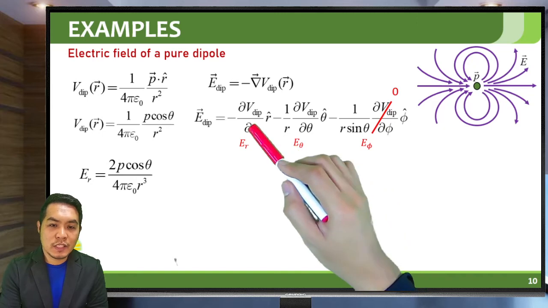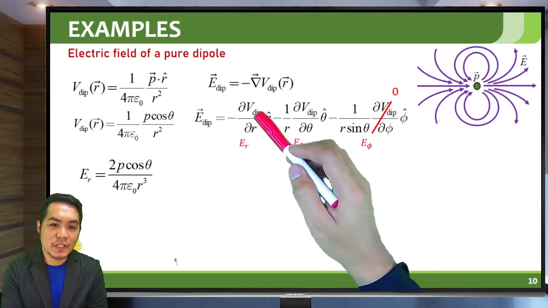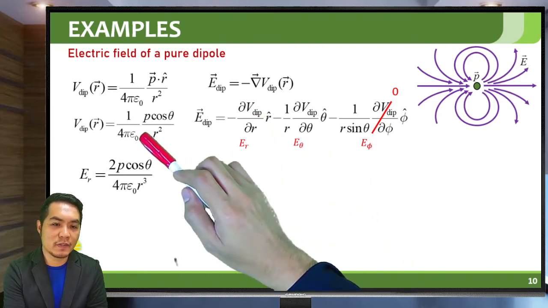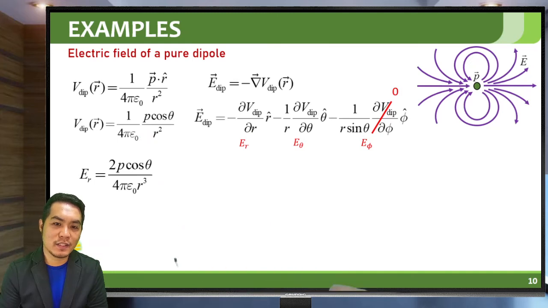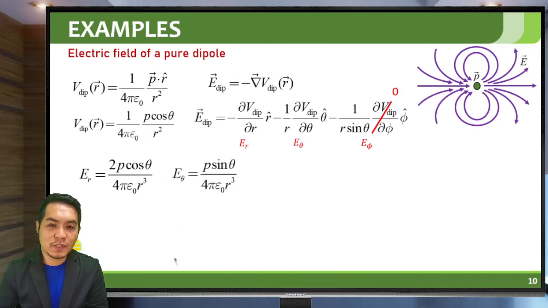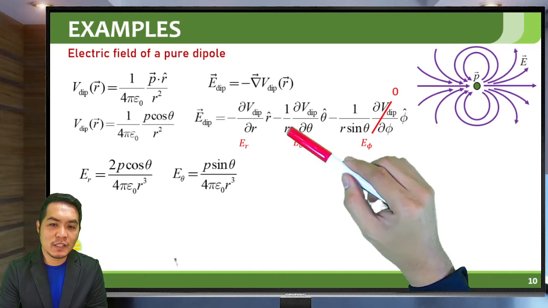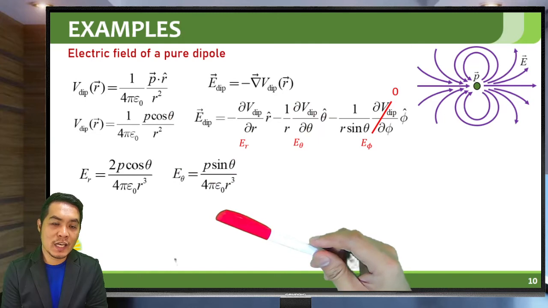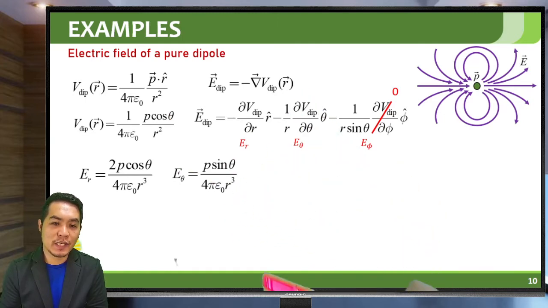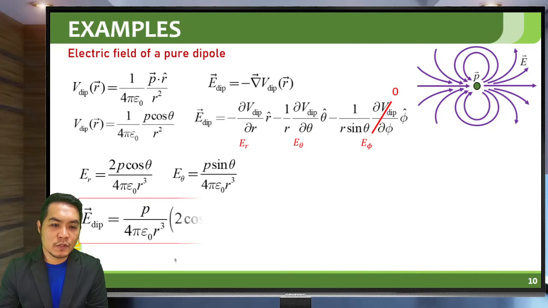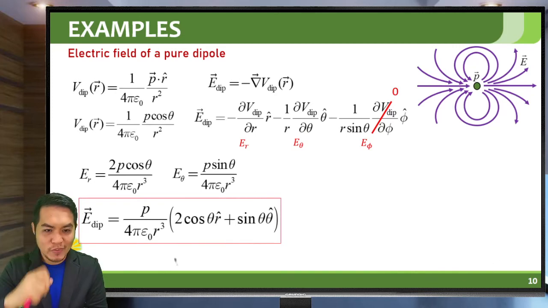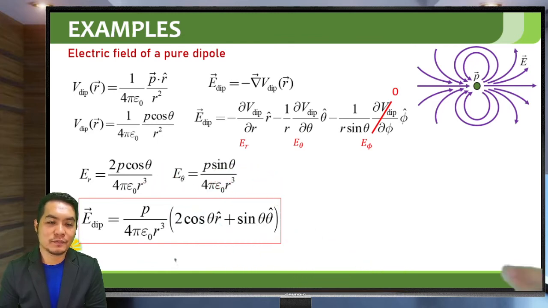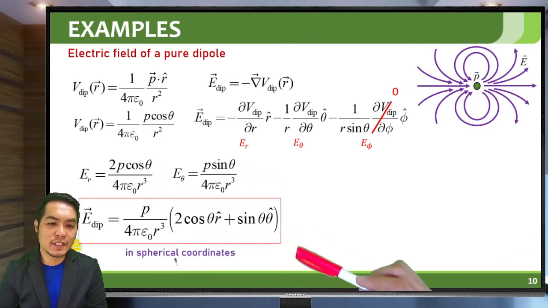For the r component, it's just the negative partial derivative of the potential with respect to r. If you get the partial derivative of this with respect to r, you will get this result. For the theta component, it's just negative 1 over r times the derivative of the potential of the dipole with respect to theta. The derivative of cosine theta is negative sine theta, and with the negative sign, you will get this result. Therefore, the electric field of a dipole in spherical coordinates is just this one, r hat, plus this one, theta hat. And we have this equation.